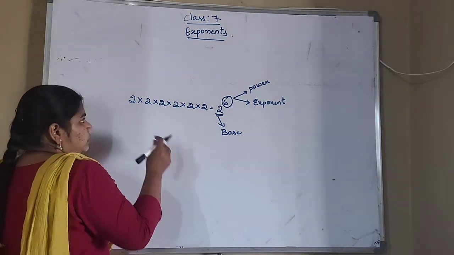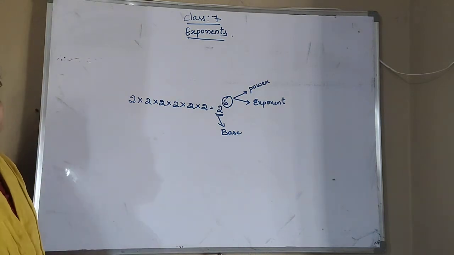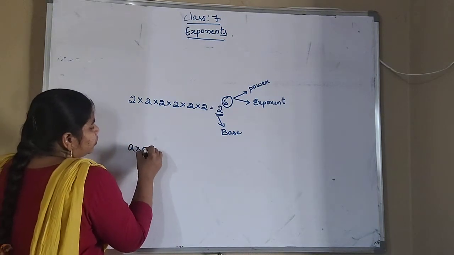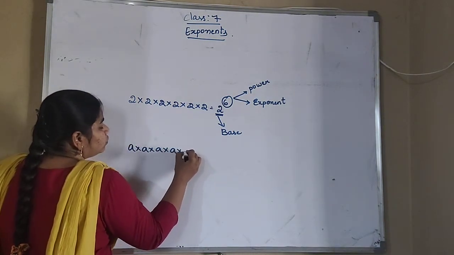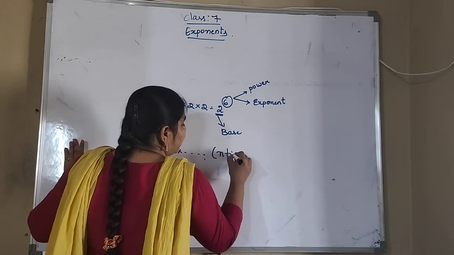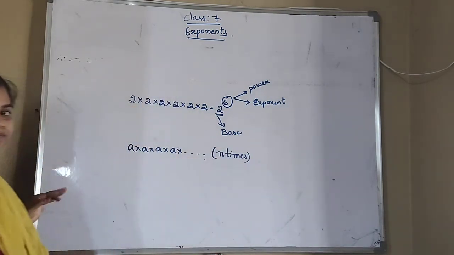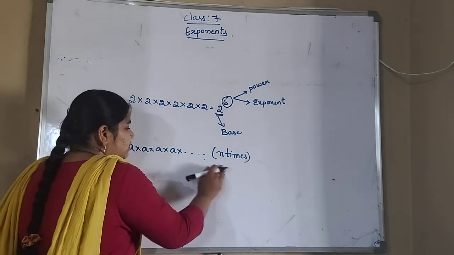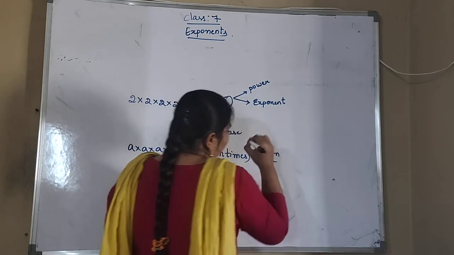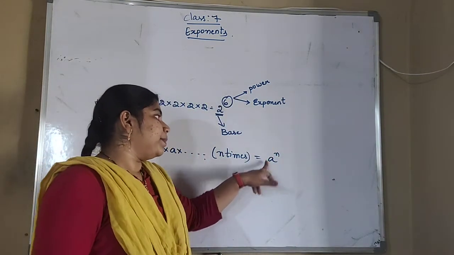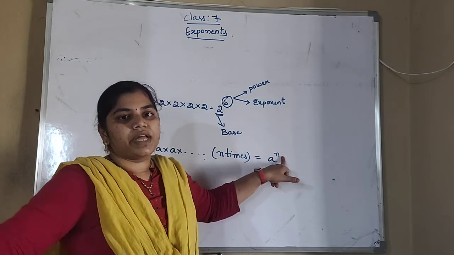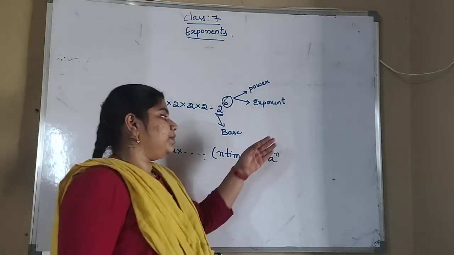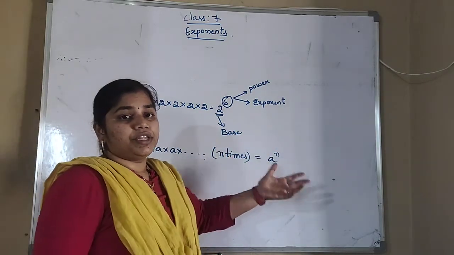So now again in the same form, if you want to write it in a general form, how to write it? By using an alphabet I am writing: A into A into A into A, and so on, up to how many times am I multiplying? N number of times I am multiplying. So this we can write in the form of A power N. That means A is multiplied N number of times. In place of N you can substitute any value. It can be 6, it can be 7, it can be 8, or it can be 100.